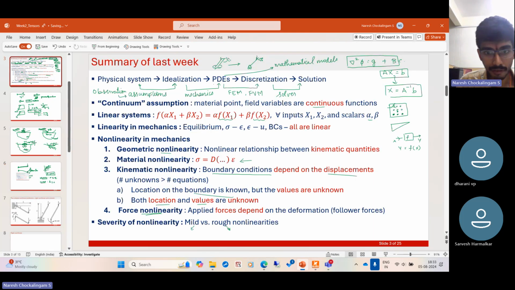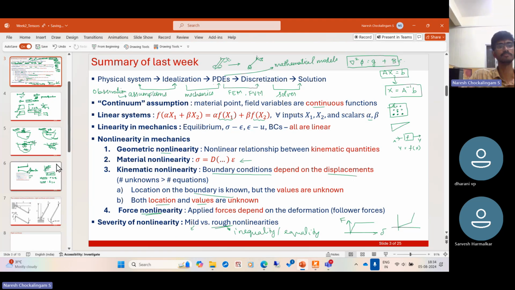So whenever you have inequality or equality constraints, you can have sudden changes in the solution. As you look at some characteristic of the solution, you can have sudden changes. For example, in plasticity, you have something like this. There's a sharp change in the solution. And in contact also, you can have similar cases. So these are called rough nonlinearities because the response is quite discontinuous. On the other hand, mild nonlinearities are very smooth. The response is quite smooth.